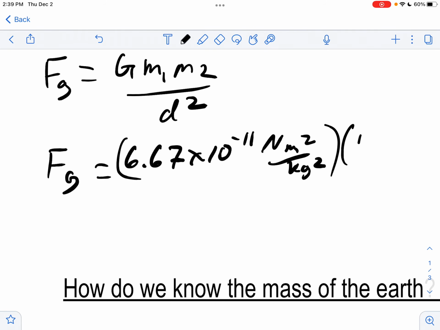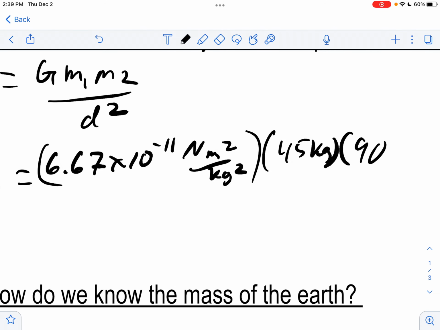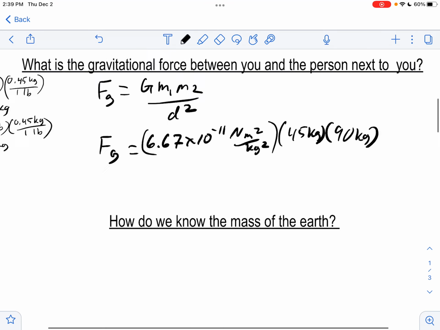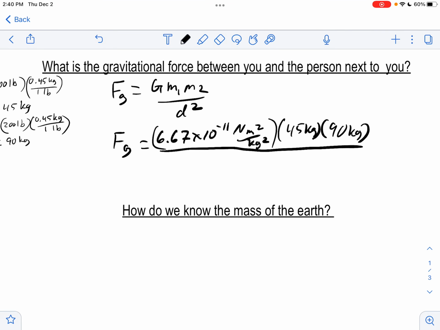So I just go times 45, and then times 90. I'm going to take all of that and divide by the distance between them squared. We're going to put our people 1 meter apart just to make this really simple. So this is the first time we're doing this calculation, and this is what I'm going to do in my calculator.